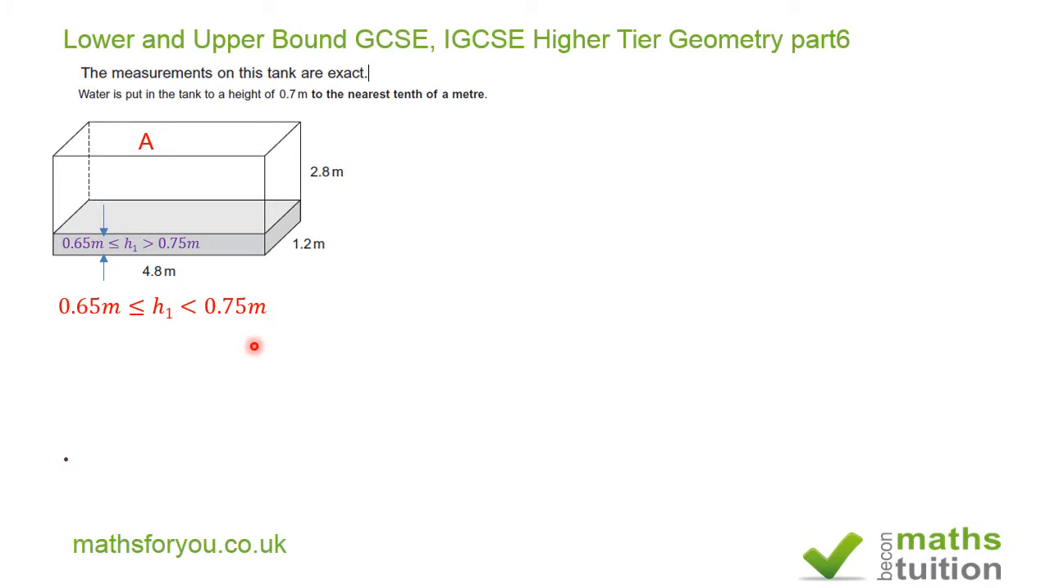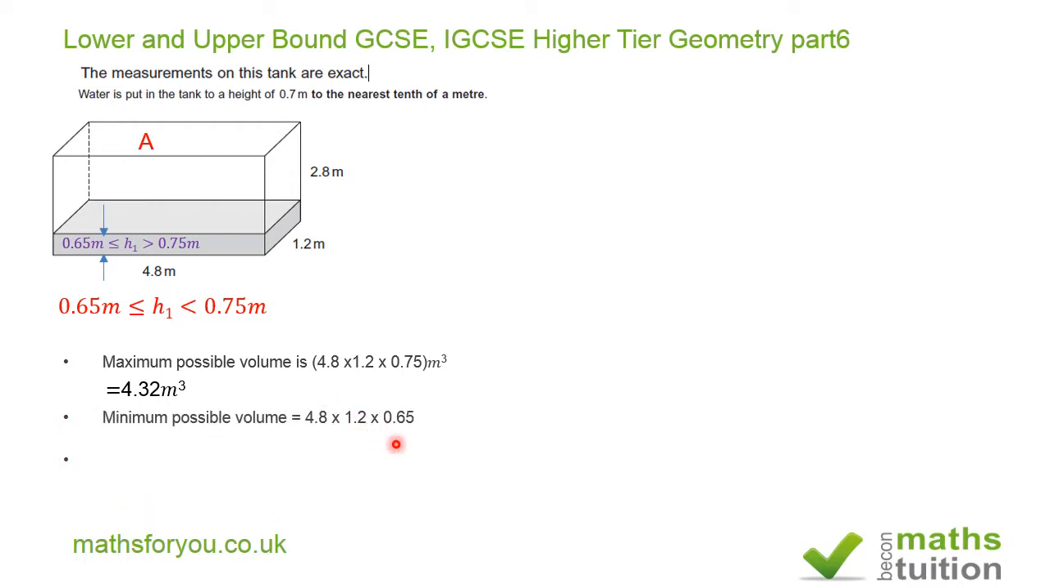Now, what I've done here is to find the maximum possible volume. We know that volume is the cross-sectional area times the height. That means the maximum possible volume is going to be 4.8 times 1.2 times 0.75 meters cubed, and we end up with 4.32 meters cubed. Similarly, the minimum possible volume is going to be 4.8 times 1.2 times 0.65, and we end up with 3.744 meters cubed there.